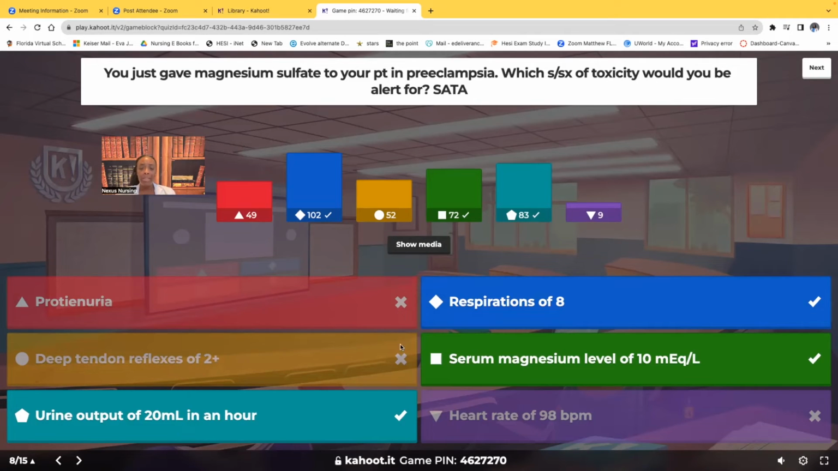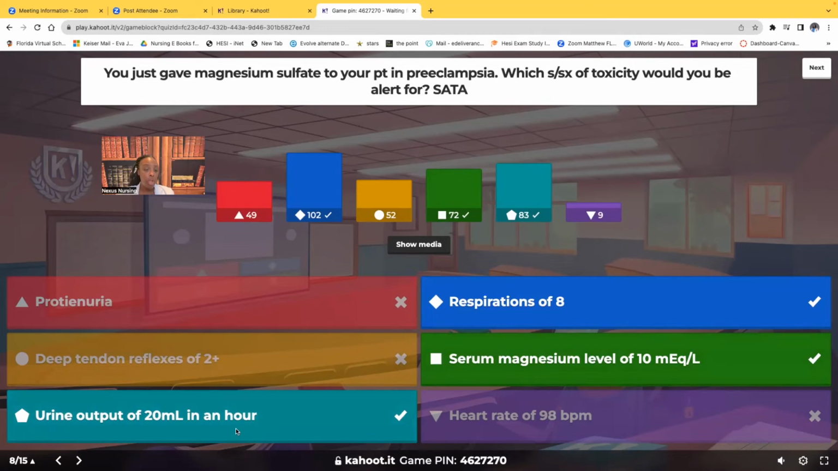What about magnesium sulfate, serum magnesium of 10? Absolutely. Think about it. Your regular therapeutic range is 4 to 7.5. That is your therapeutic range for the magnesium. Why is this patient so high at 10? Because they got too much. That's a sign and symptom of toxicity.